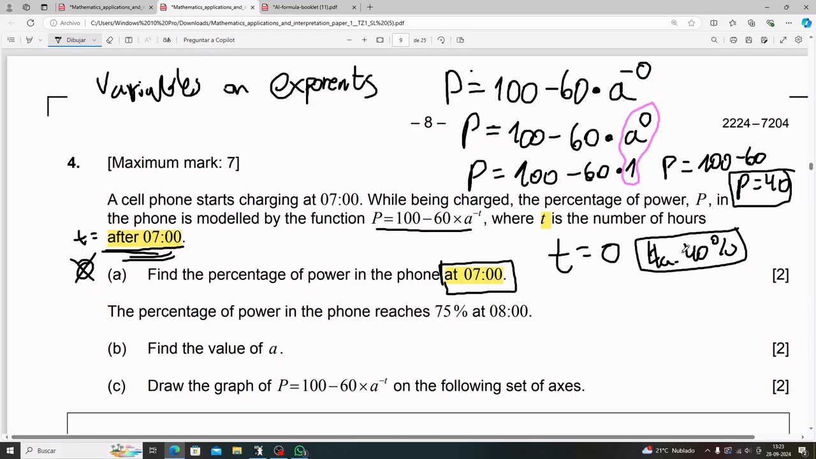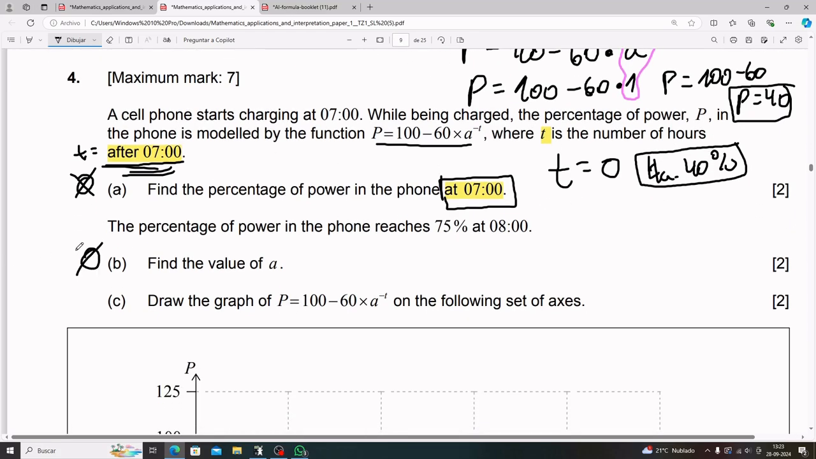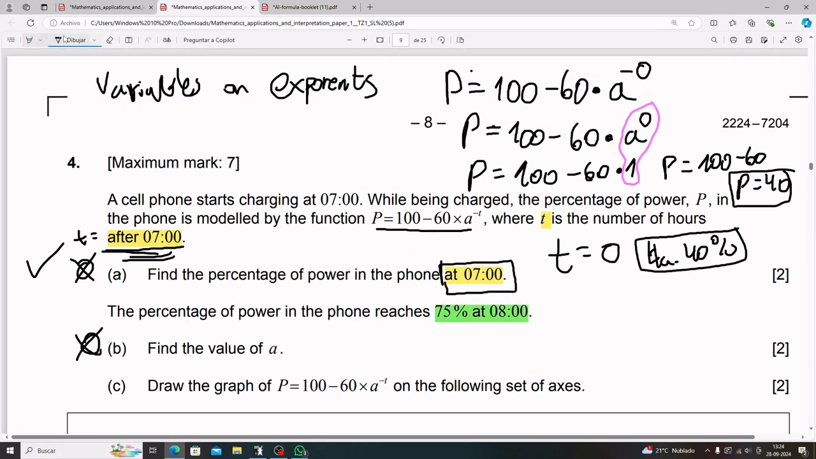Easy peasy. 40%. Then they tell us that the percentage of power in the phone reaches 75% at 8 o'clock, and to find the value of a. And so this, although it looks very, very nasty, it's a little bit more friendly than what you think. See? For all these exercises of variable and exponent, it's really a very hard context problem. That's what I think.